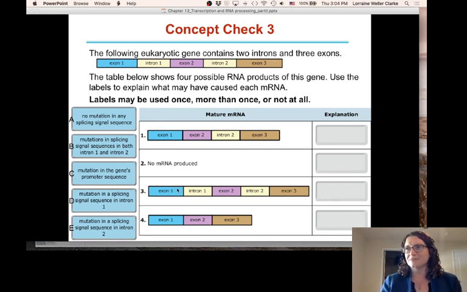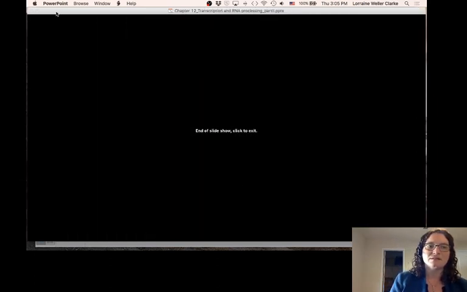All right, number 3, both the introns are in it. Create a really long protein that's not going to make the same amount of sense. Okay, so that has to be obviously the last one here. Signal sequences both intron 1 and intron 2. Okay, so you don't have any of those SNRPs attached, so it doesn't know to cut out intron 1 and intron 2. Okay. All right, so that's all I have for that part.